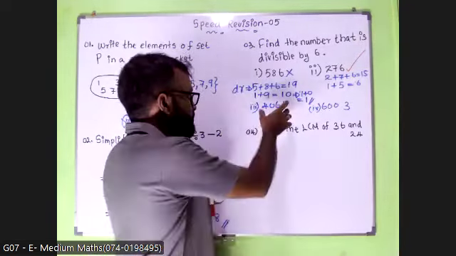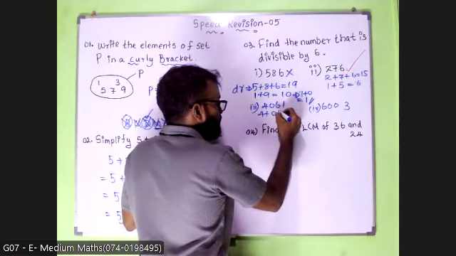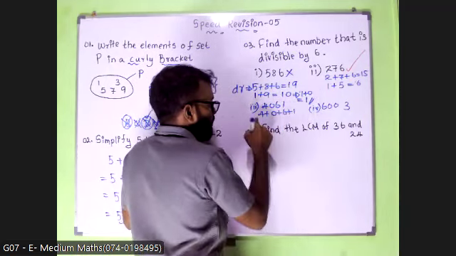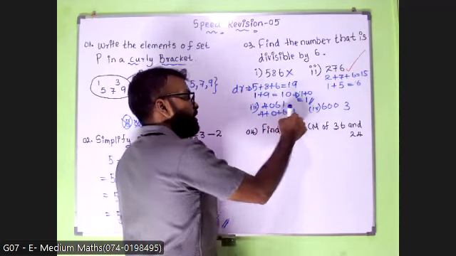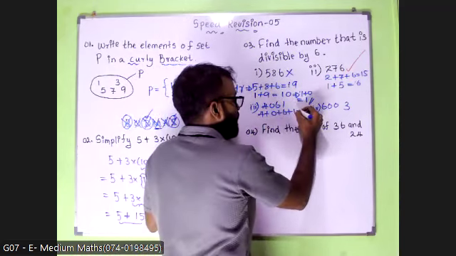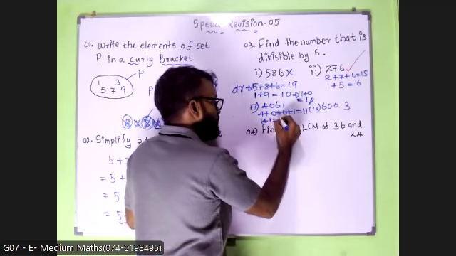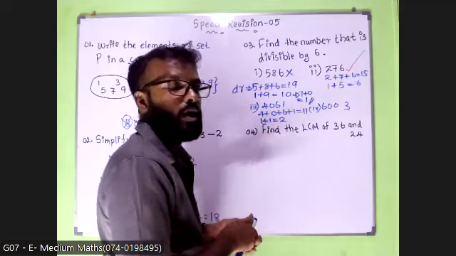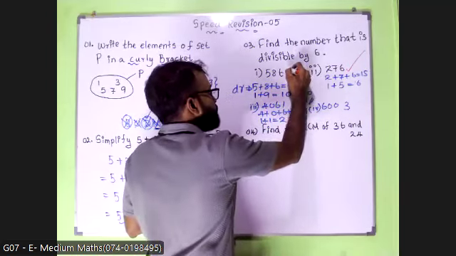4061. So how to find the digital root? 4 plus 0 plus 6 plus 1. 4 plus 0, 4 plus 6, 10, 10 plus 1, 11. So 11 is here. 1 plus 1 equals 2. So this is not divisible by 6.